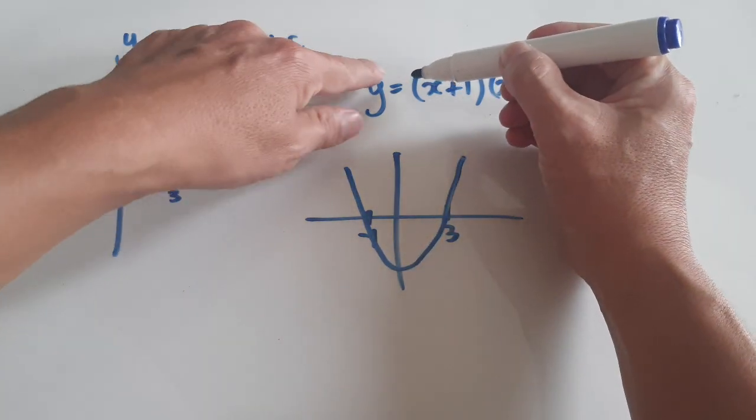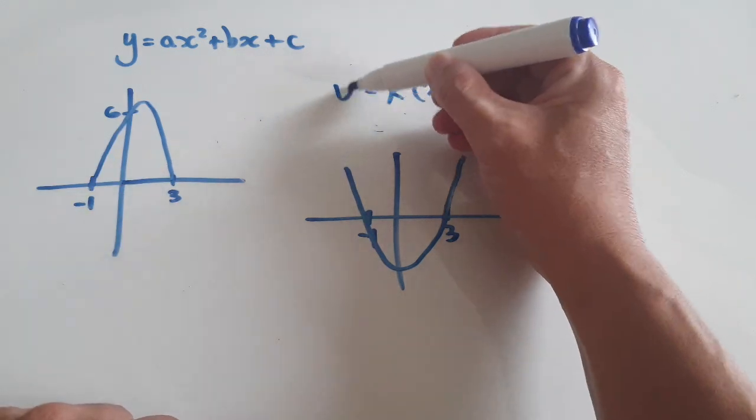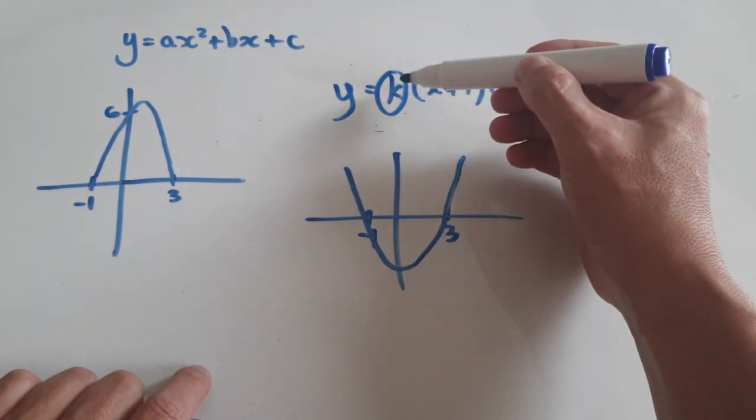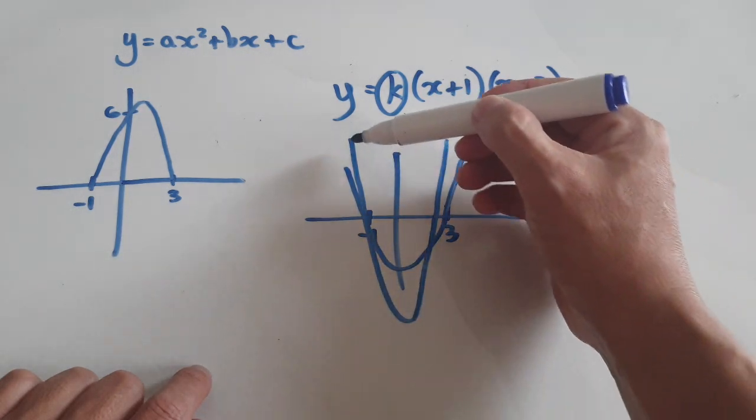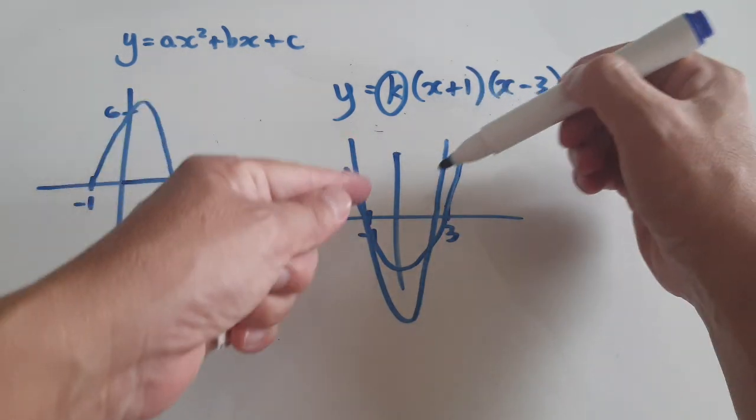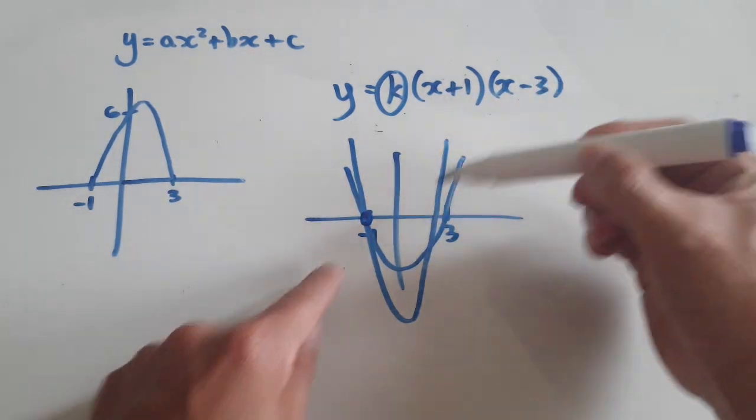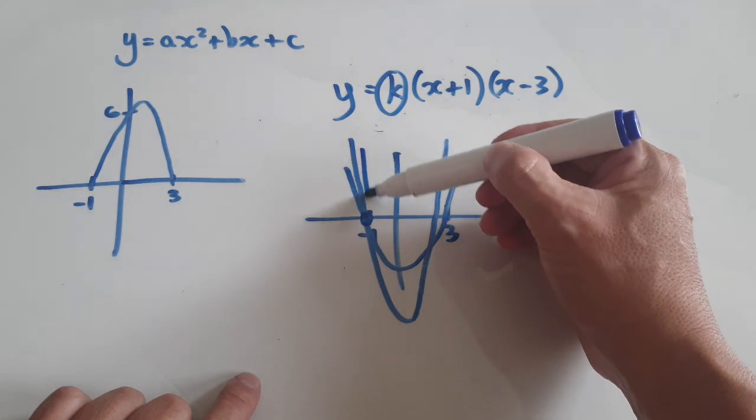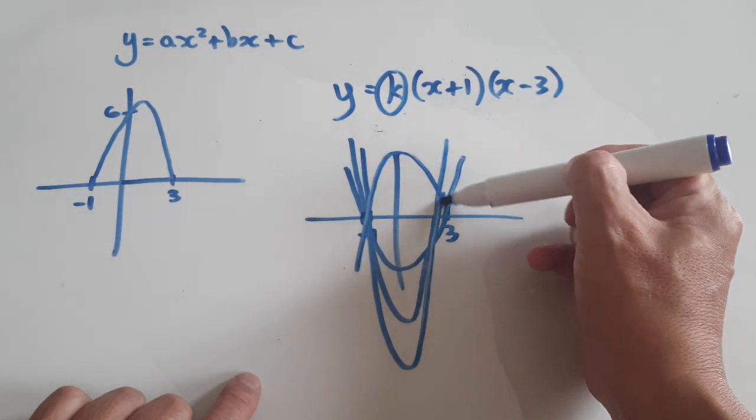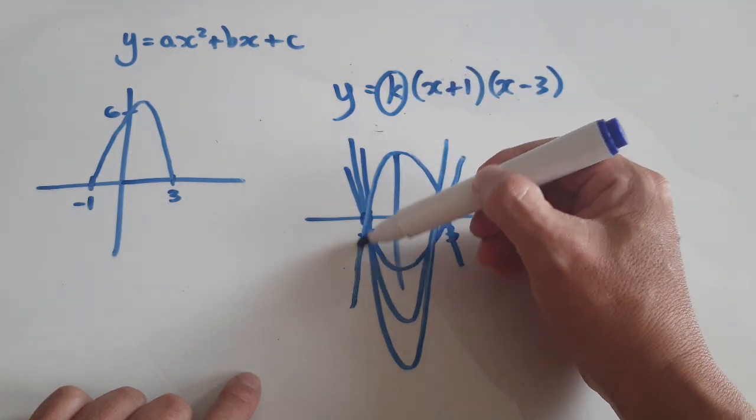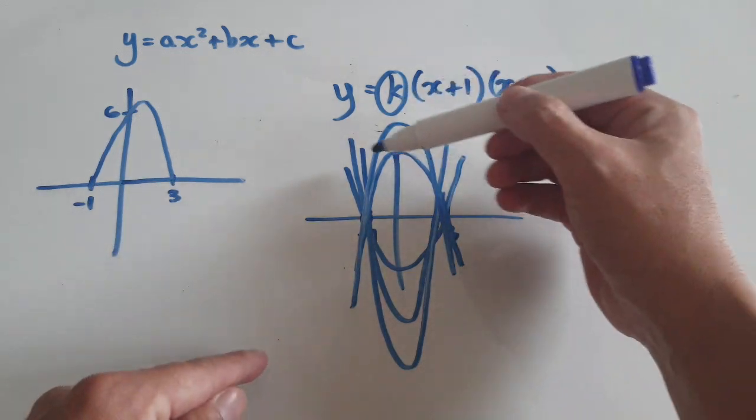Now if you stick a k in front of this, a constant, then if k is big, it will do something like this. K gives you the ability to change the steepness of the quadratic where the roots are pinned at -1 and 3. So if k is bigger, it would do something like this. Or if k is negative, it would do something like this. And if k is a big negative, it would do something like this. So this k here allows you to change the steepness of the quadratic.